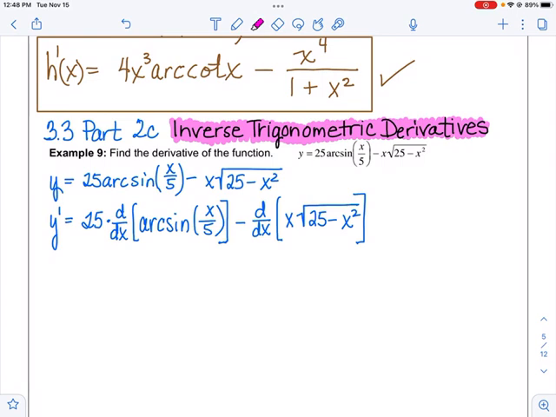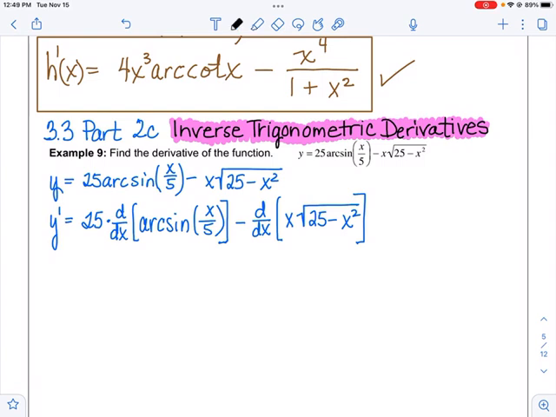Y is equal to 25 arc sine x over 5 minus x times the square root of 25 minus x squared. So you have to take your time with it and make sure that you understand the appropriate tools to use, or rather rules, derivative rules. So I look at the first one, I've got the arc sine, but I also have a simple u sub with that. And then I look at the second one, it looks like I have a product rule, and equally I have a u sub to use with that one as well.